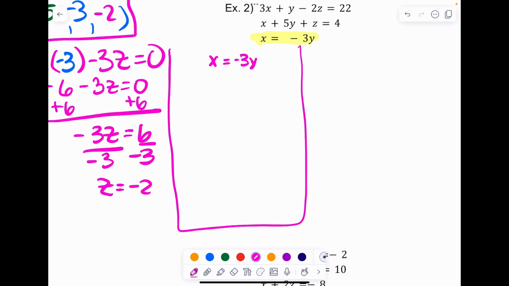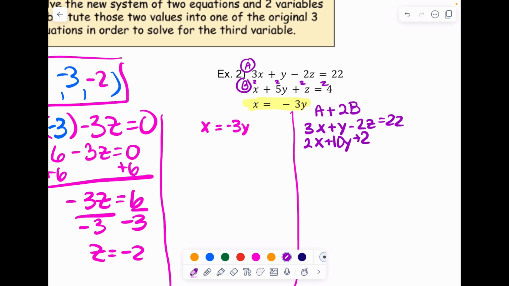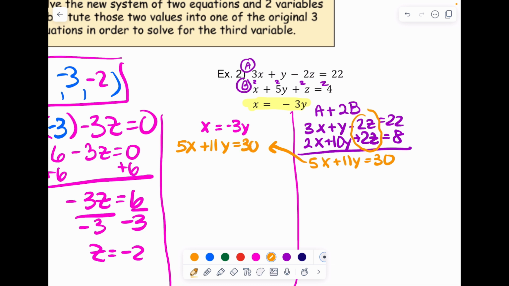So we are going to try to eliminate the z using equations A and B. If I was going to do that, I would have A plus 2 times B. My A is 3x plus y minus 2z equals 22. And 2 times my B, that means 2 here, 2 here, 2 here, and 2 here. So that's 2x plus 10y plus 2z is equal to 8. So when we add that, we can see that the z's will eliminate, and we'll have 5x plus 11y equals 30. And we're going to go ahead and put that in our box and use substitution or elimination to solve for x and y before we come out of the box, knowing that we still need an ordered triple.